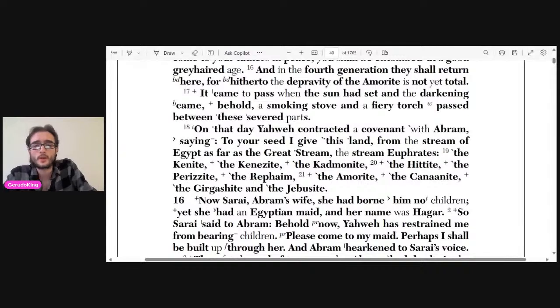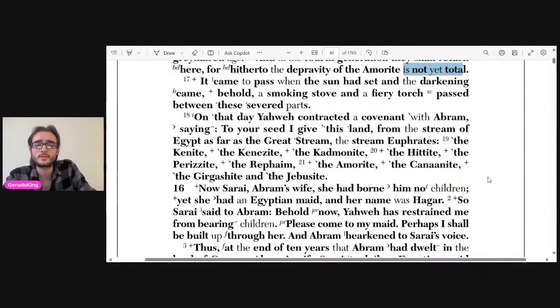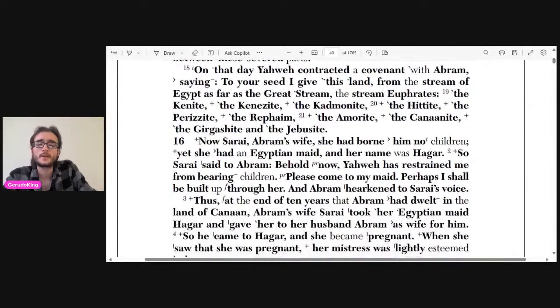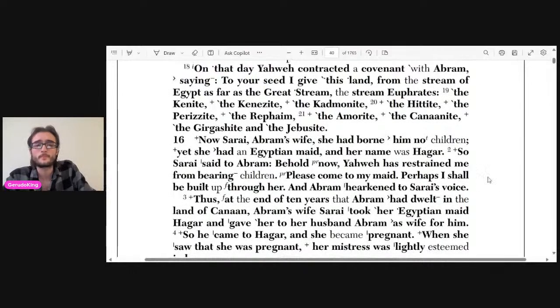It came to pass when the sun had set and the darkening came, behold, a smoking stove and a fiery torch passed between these severed parts. On that day Yahweh contracted a covenant with Abram, saying, "To your seed I give this land, from the stream of Egypt as far as the great stream, the stream Euphrates: the Kenite, the Kenizzite, the Cadmonite, the Hittite, the Perizzite, the Rephaim, the Amorite, the Canaanite, the Girgashite, and the Jebusite."